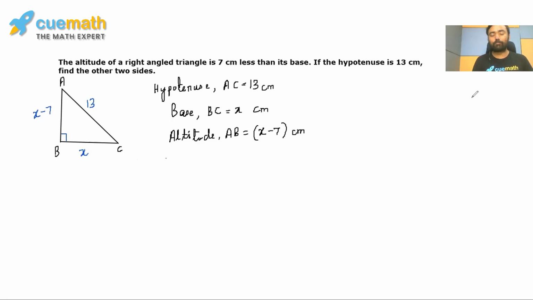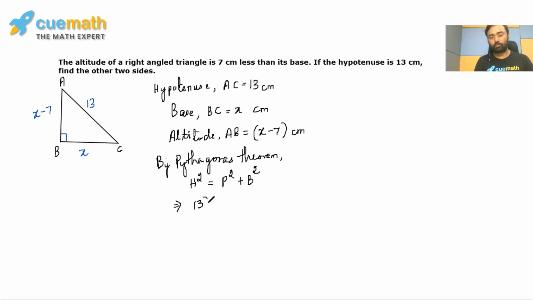So we know that for a right angle triangle, to find the side lengths, we can use the Pythagoras theorem. So what is the Pythagoras theorem? The square of the hypotenuse is equal to the sum of the squares of the other two sides. So basically, we'll get here 13 square is equal to, perpendicular is basically the altitude, so x minus 7 square, and base is x square.